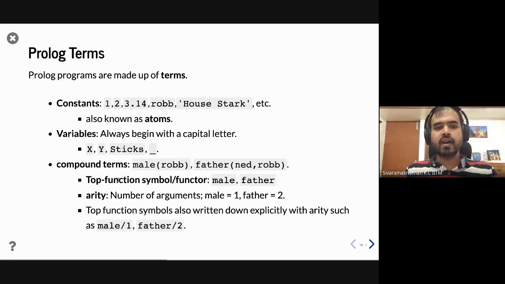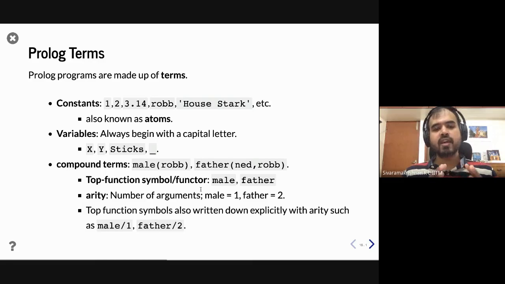So we've seen constants and variables. Now we have compound terms that we can put together. These compound terms are going to look like male(rob) and father(ned, rob). The way you read it is to try to translate it into English: Rob is a male, Ned is the father of Rob. Those are compound terms that are applied over other terms.